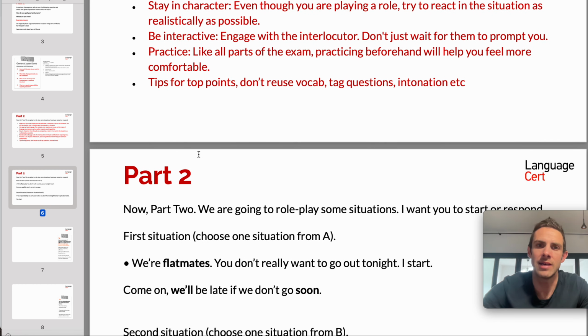Now, if you can, in this part of the exam, try not to reuse vocabulary. Try to rephrase vocabulary and show the examiner or the interlocutor that you have a wide range of vocabulary, not just the vocabulary that they give you. So if they say you are waiting in a shop, try not to use "shop" when you're speaking. Say "store" or "department store" or "grocery shop." Make it more specific, but try not to just repeat the vocabulary that they give you.